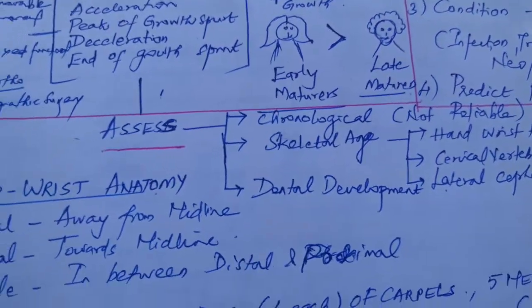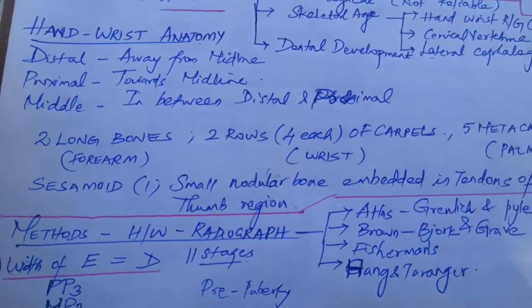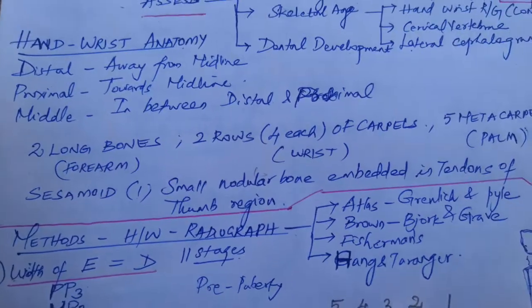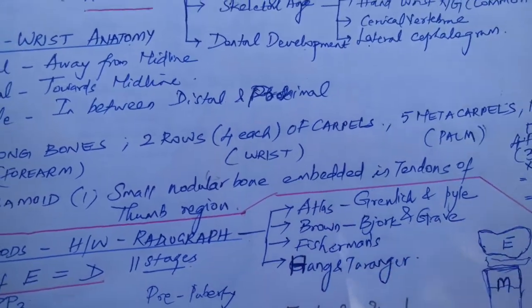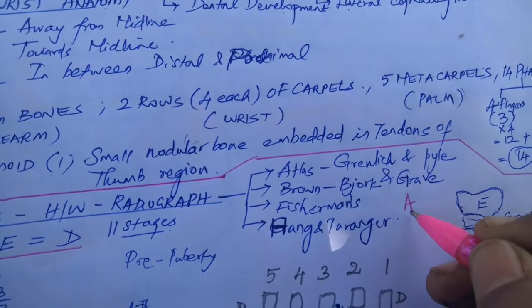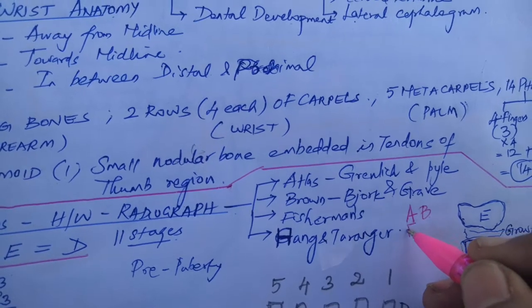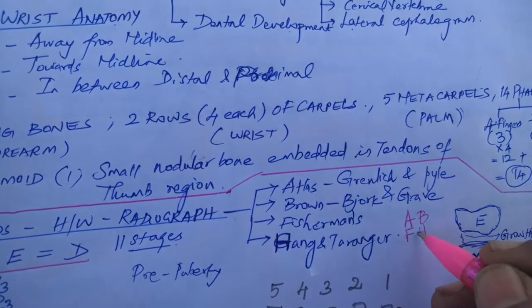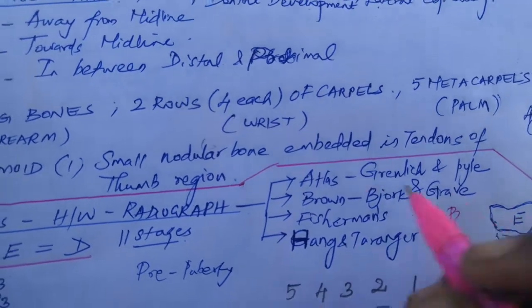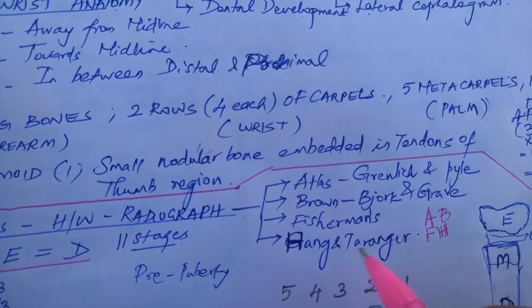So for the hand wrist radiograph, there are lots of methods. To remember these methods, I'm giving you a simple mnemonic. There is an atlas, atlas A, which is in brown color. In the atlas there is a picture of a fisherman and a hang. So that is the Atlas method, Brown method, Fishman's method, Hang and Tanner-Whitehouse method.